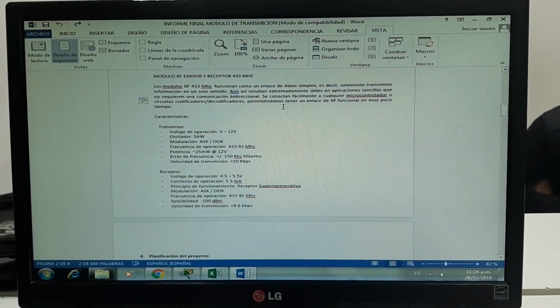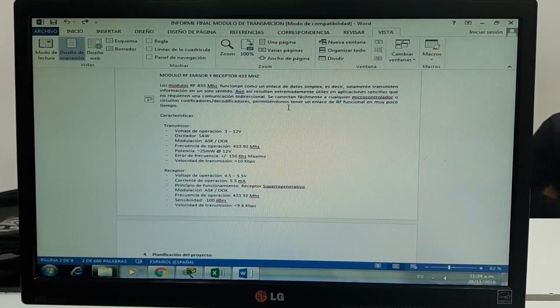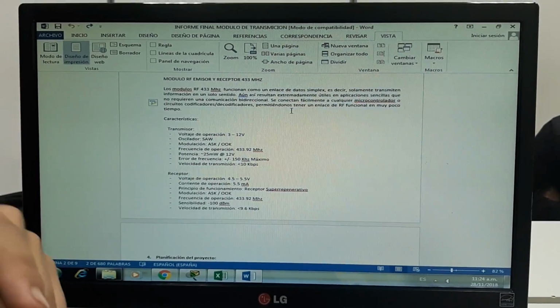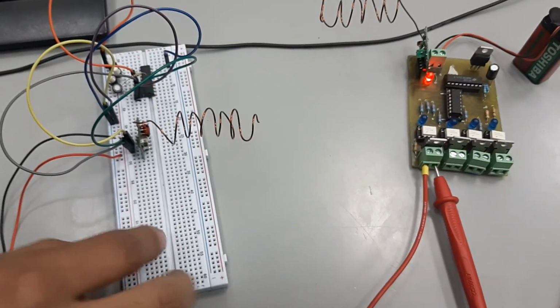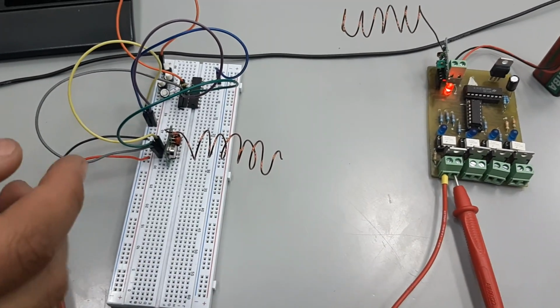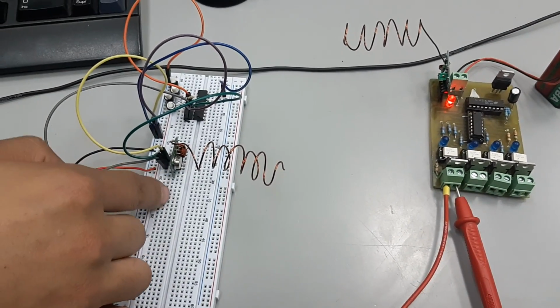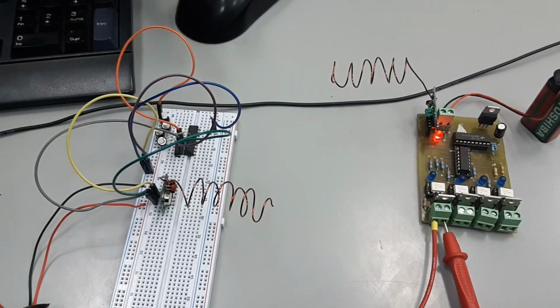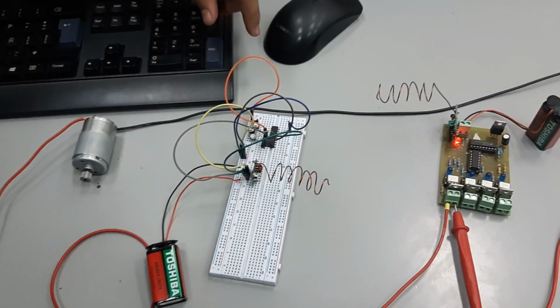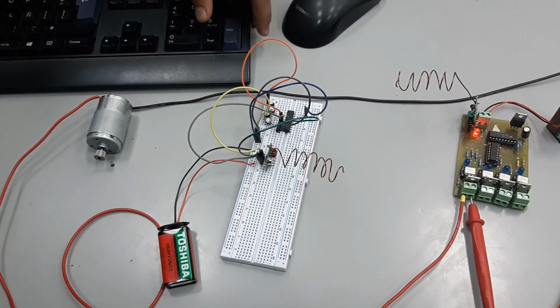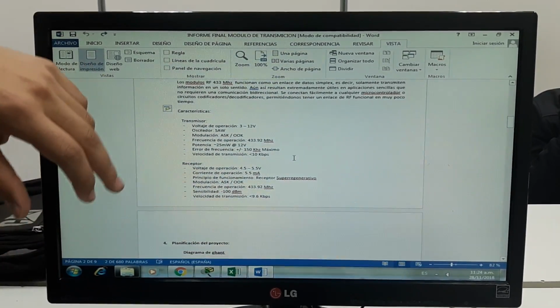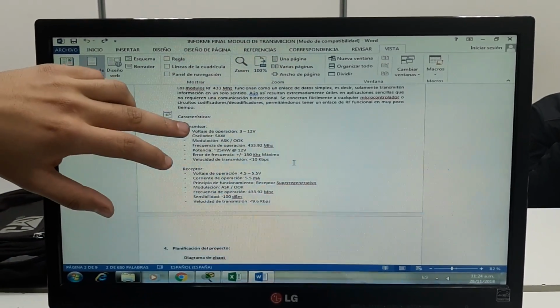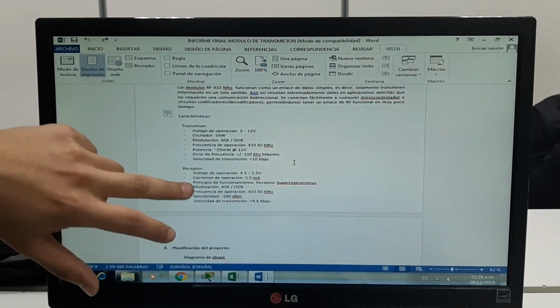Then we have, in this case, we are using the RF module, most commonly known as 433 megahertz. We can see the emitter module here and the receptor module over here. We adapted these coils to function as antenna. We have some characteristics of these modules. For the transmitter, we can see some characteristics, and for the receptor, others.